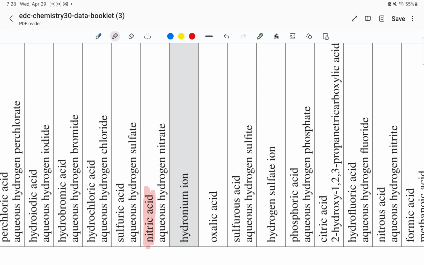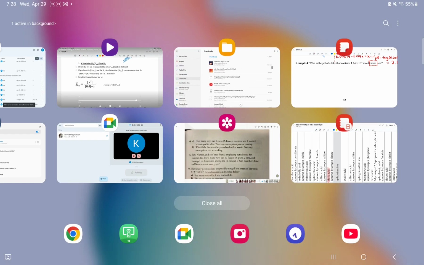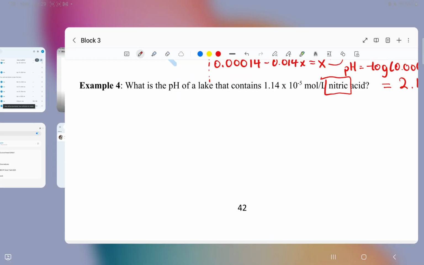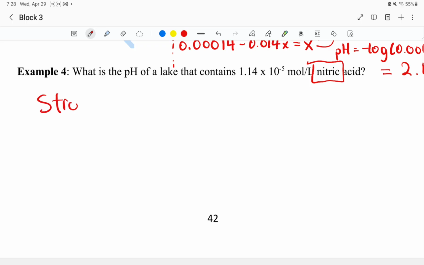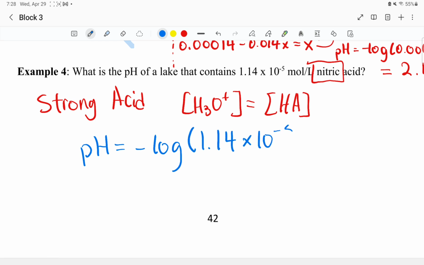So we don't have to do all that Ka stuff. You can't even do it, because if you want to use the Ka, it just says very large. So that means, again, when you have a strong acid, the H3O plus concentration is equal to the initial acid concentration. So if I want to find the pH, all I have to do is take the negative log of 1.14 times 10 to the negative 5.